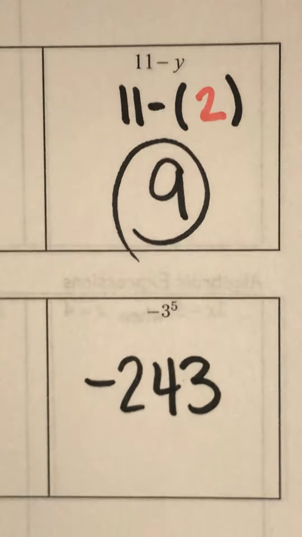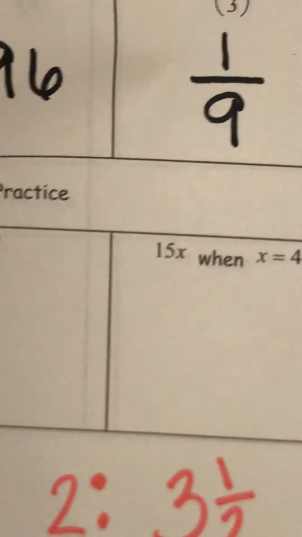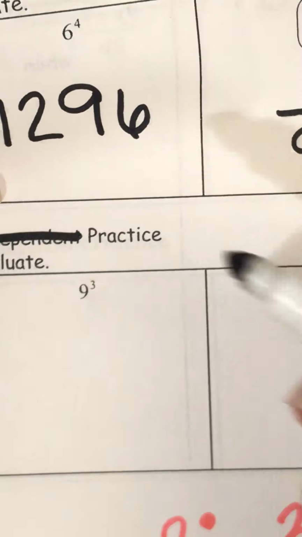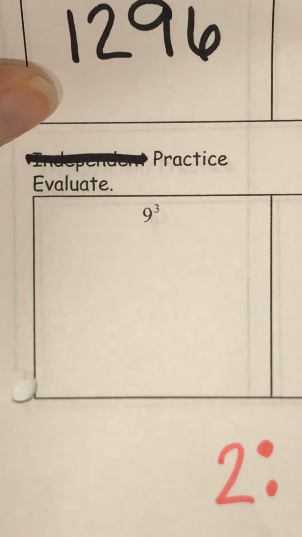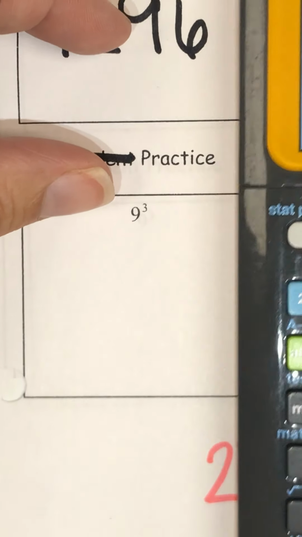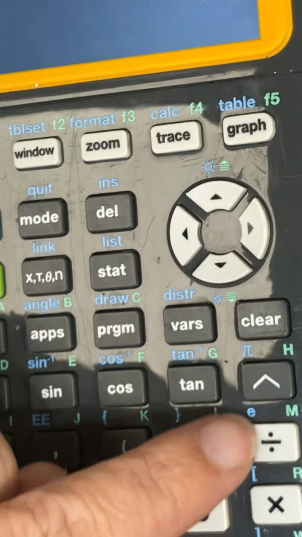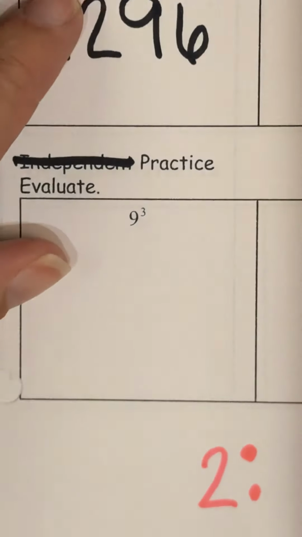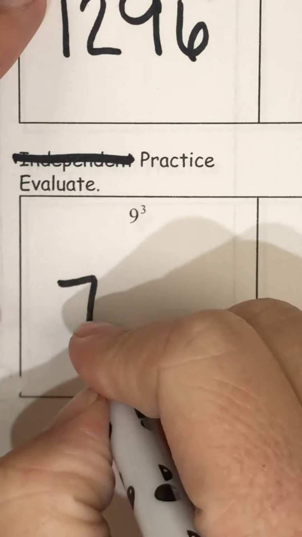All right, on this next section of the notes, we're putting it all together. Now I know it says independent practice, but we're just going to practice. We're not doing it independently. The first one, I'm going to type 9, caret key 3. And remember that caret key is right above that divide sign, right there. I'm going to click enter. That's 729.